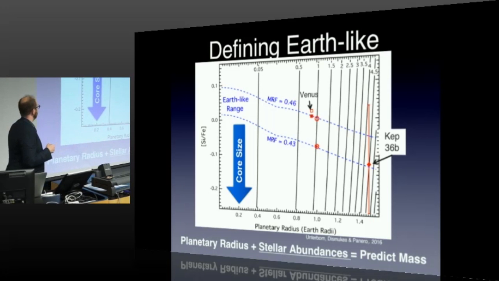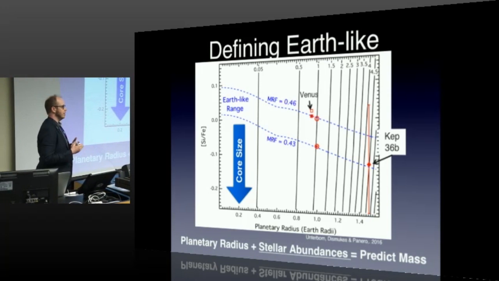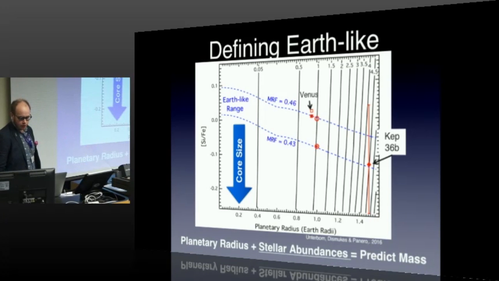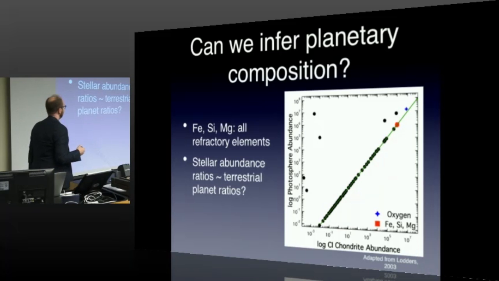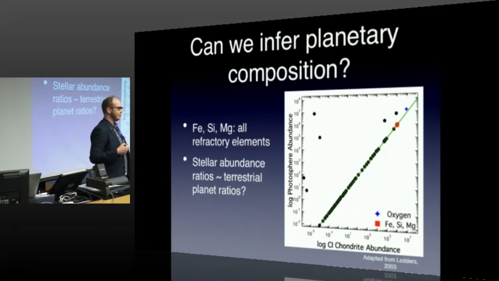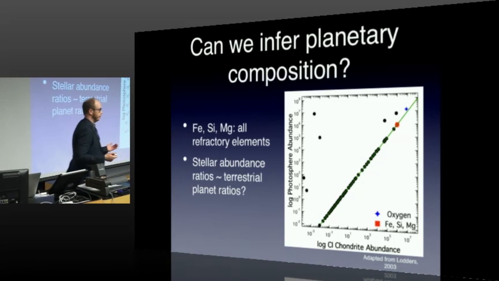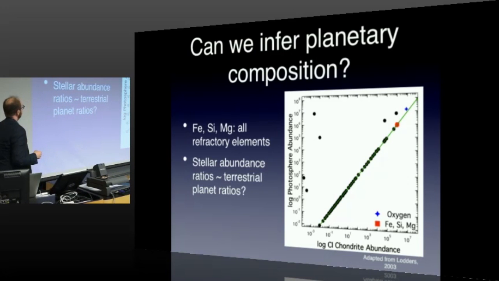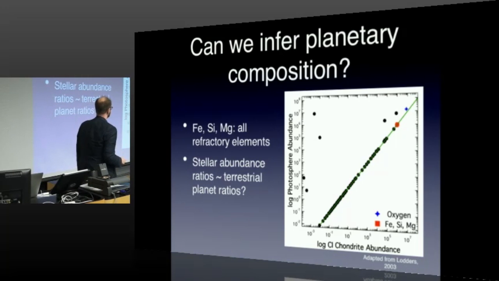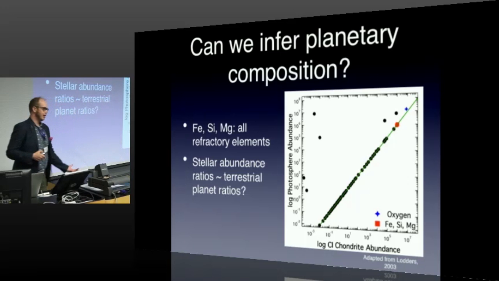And then this Earth-like range is just the core size that is bound by the sun and the Earth's true silicon to iron ratio. So next up is, is that a true assumption? Is the sun's composition a good proxy for the Earth from a chemical perspective, or from a cosmochemist's perspective? So this is how I defend that. This is the photospheric abundance versus the C1 chondrite, which is one Earth model for what the Earth might be made of. So iron, silicon, and magnesium are all elements that are refractory.